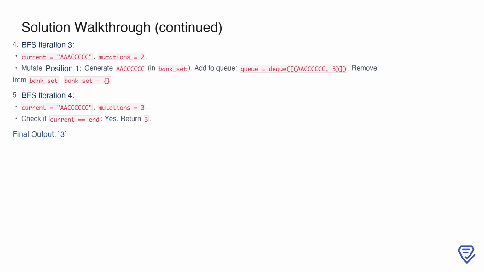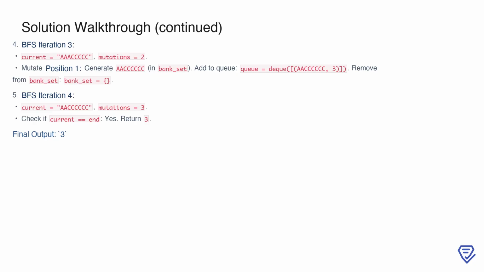In the third BFS iteration, we dequeue the sequence with a mutation count of 2. When mutating the second character, we generate a new sequence, which is in the bank set. We add it to the queue with a mutation count of 3, updating the queue to deq 3, and remove it from the bank set. The bank set is now empty. In the fourth BFS iteration, we dequeue the sequence with a mutation count of 3. At this point, we check if the current sequence matches the target sequence.